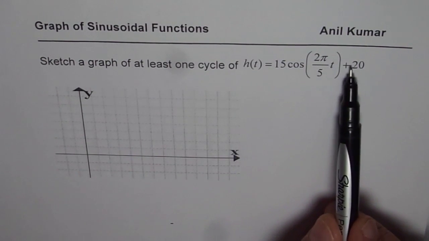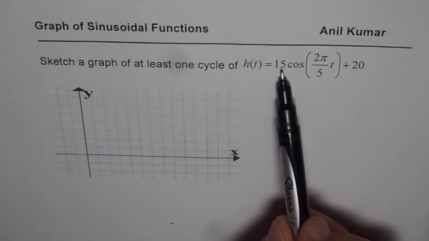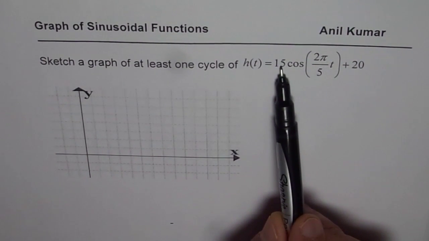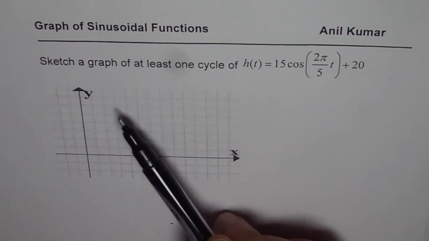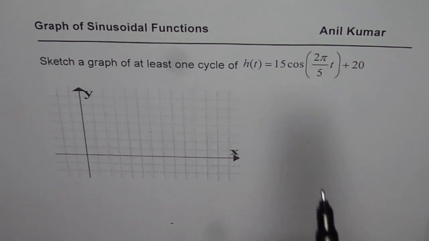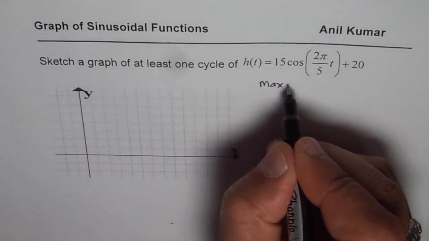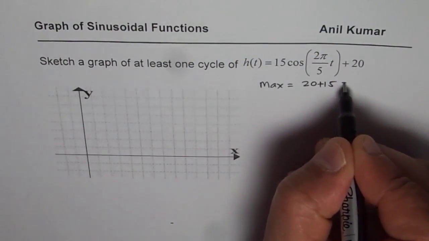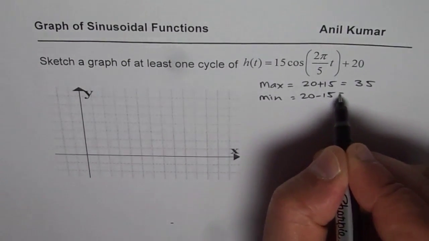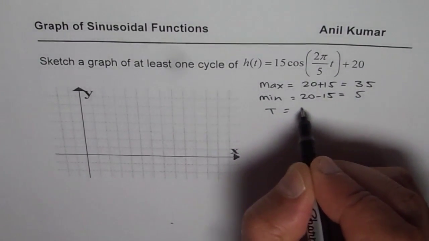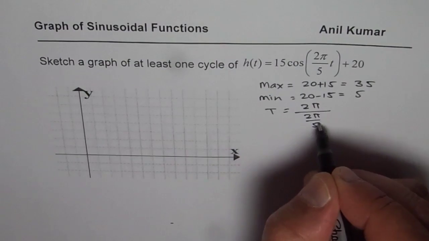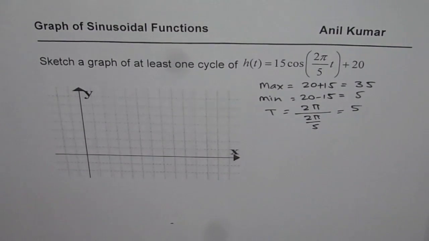Now when you see the equation, we know 20 is the axis, 15 is the amplitude. So the maximum is going to be 15 plus 20. Minimum is going to be 20 minus 15. So we get the range. Second, very important is to find the time period. Maximum is 20 plus 15, which is 35. Minimum is 20 minus 15, which is 5. And time period is 2π divided by 2π/5, which equals 5. So that is the time period.